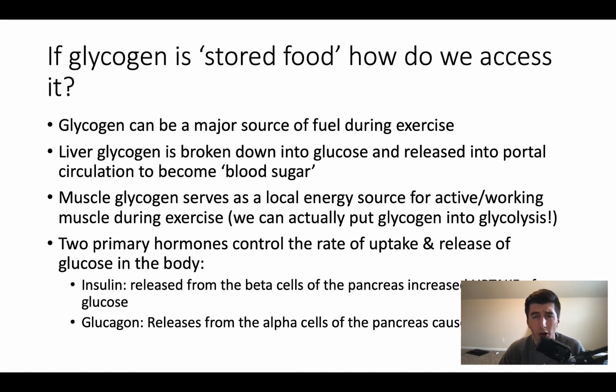So if we need carbs, we can actually go and burn our liver and our muscle glycogen. Our liver glycogen gets broken down into glucose and gets released into the blood to increase the blood sugar and become available for muscle if it needs it. Muscle glycogen is actually going to serve as kind of like a local energy source. So it's ready to go.